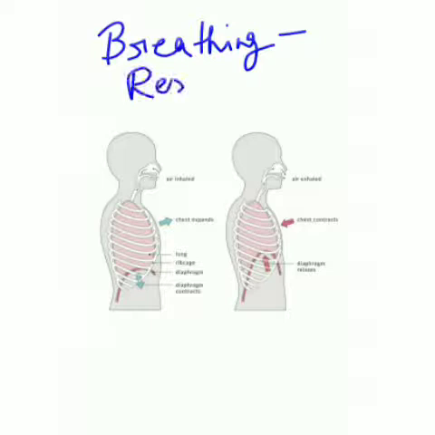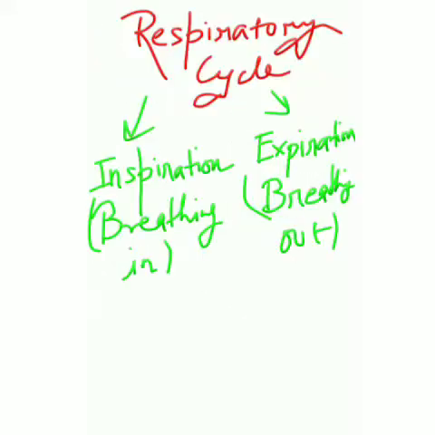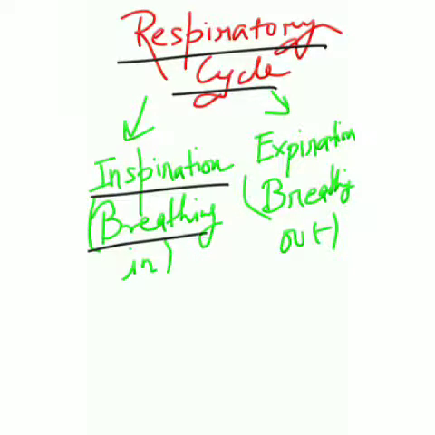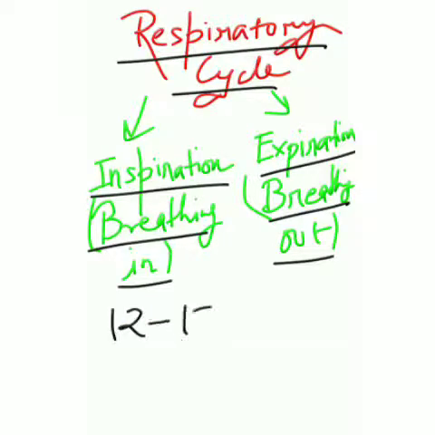Our next topic is breathing. Respiratory cycle. So respiratory cycle consists of inspiration, that is breathing in, and expiration, that is breathing out. In normal adults, the breathing rate is 12 to 18 breaths per minute.